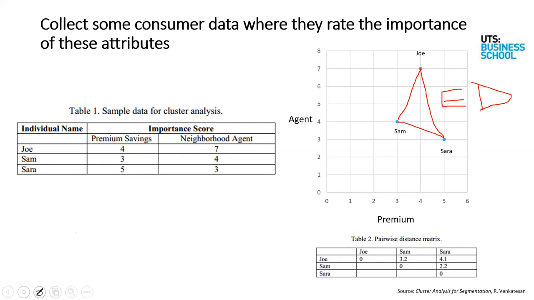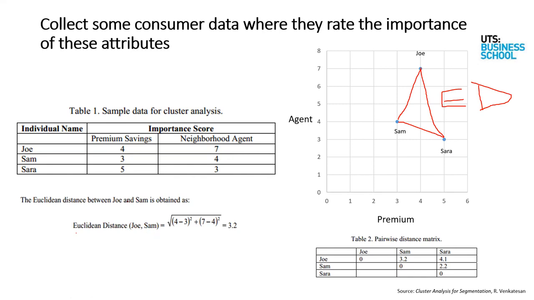Now, let's see an example of how software would calculate this particular distance. Now, the formula that will be used. Let's say you want to calculate the distance between Joe and Sam. You will look at their importance ratings for both premium as well as agent. Joe's rating for premium is 4, and Sam's rating for premium is 3. So 4 minus 3, you're looking at the difference between these two. 4 minus 3 whole square plus the next attribute, that is the agent, 7 minus 4 whole square. Then you take the square root of whatever answer you get, and it'll tell you the distance between these two. So between Joe and Sam, the distance is 3.2.